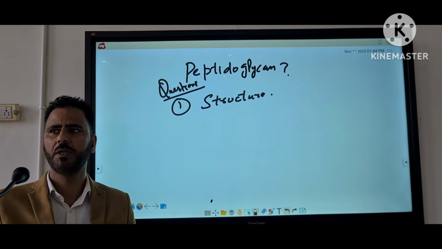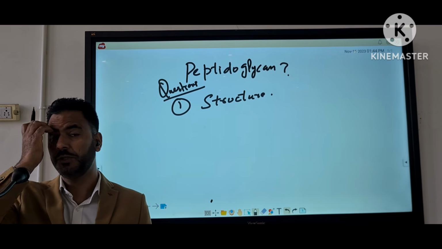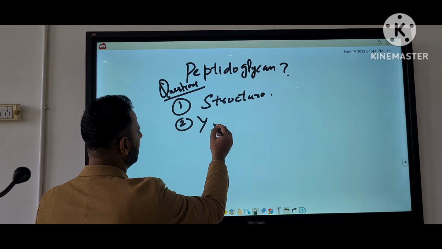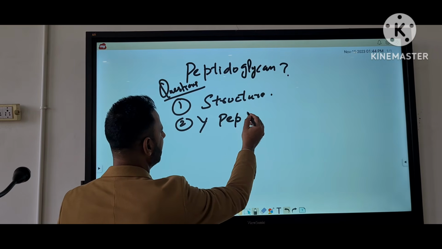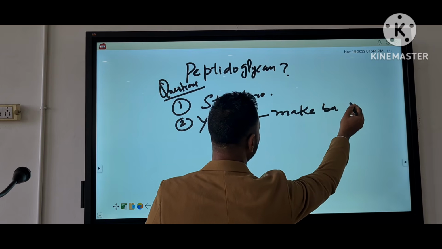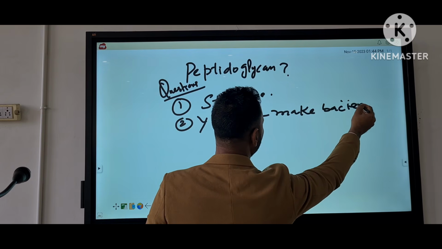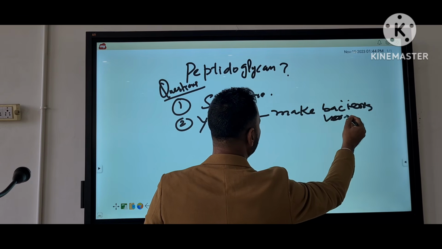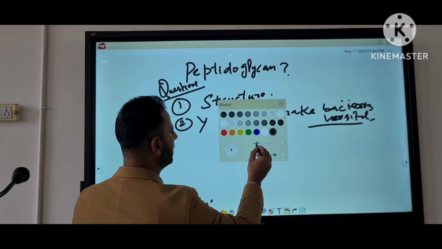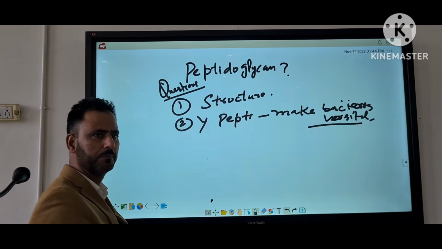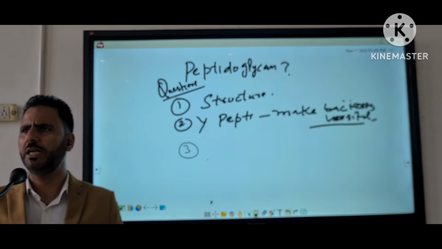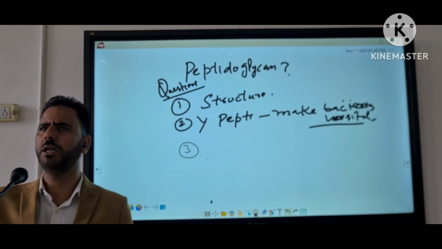What is the structure? Our second objective is to learn why peptidoglycan makes bacteria versatile. What is the reason? Why does it make the bacteria versatile? And the third thing is, what do we do when we get bacterial infections, how do we get rid of the bacterial infections?